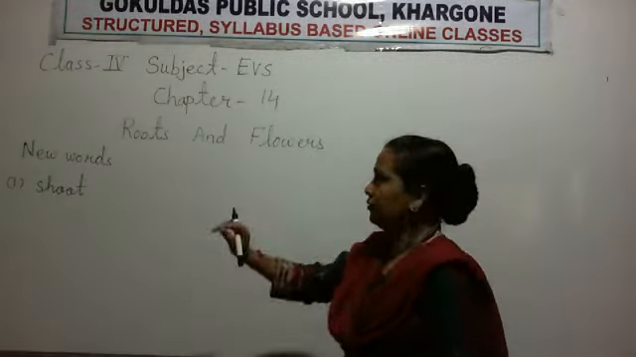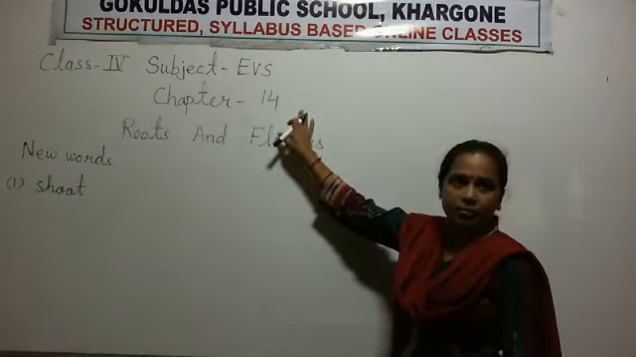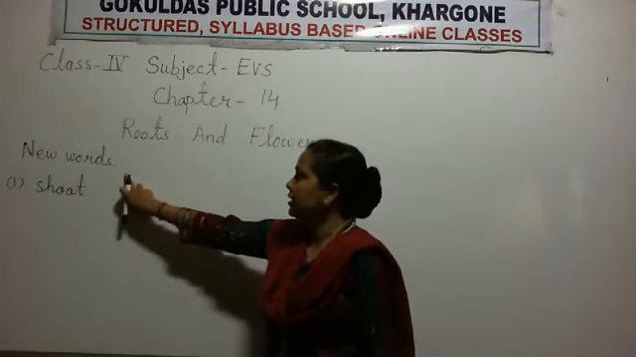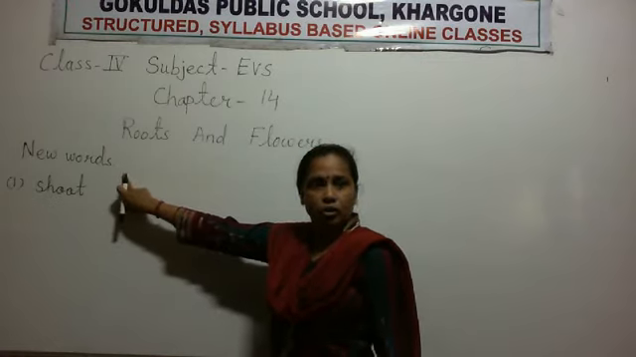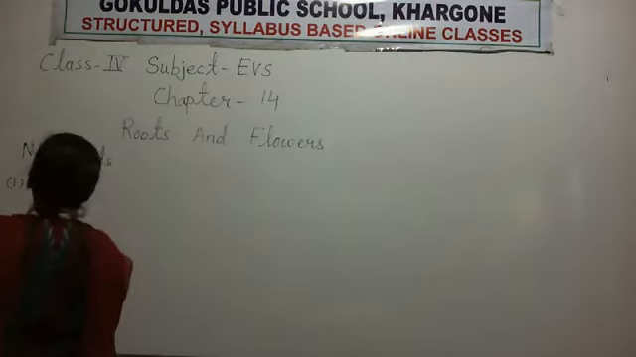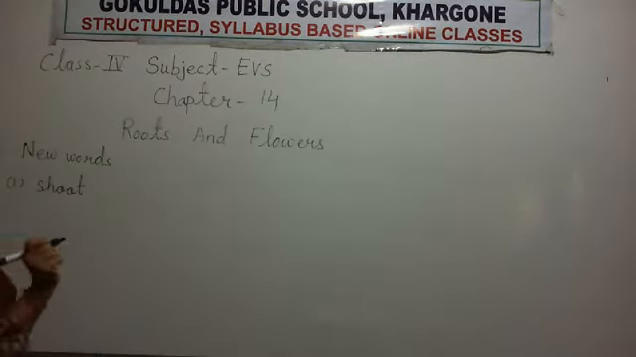How do you write this? Write the date. In the first line write the chapter number. After that the chapter name. Leave one line and start writing. Heading: new words. Shoot, S-H-O-O-T. Write the first letter small. Clear? Now the second one is root.